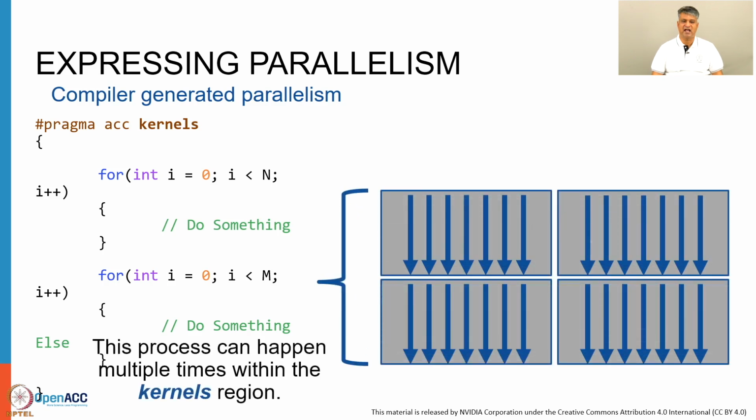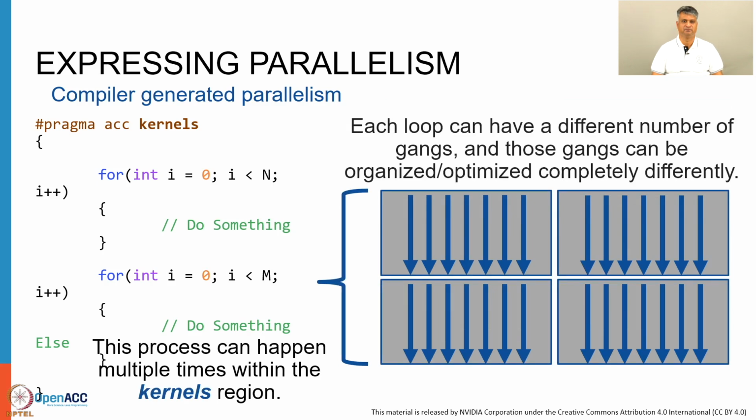This process can happen multiple times within the kernel's region, so you can go ahead and do it safely. Each loop can also have a different number of gangs, and those gangs can be organized and optimized completely differently. For example, the first loop could have a different number of gangs and threads than the second loop. That optimization is left to the compiler.